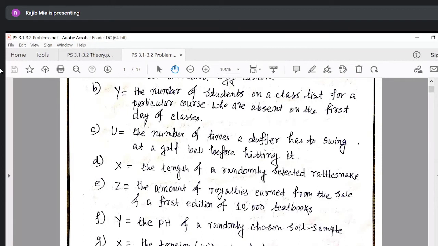But it can't be infinite. X should take any value greater than 0. So suppose the maximum can be 12. So 0 to 12, it can take any value in between 0 and 12. So actually the length lies in an interval here.